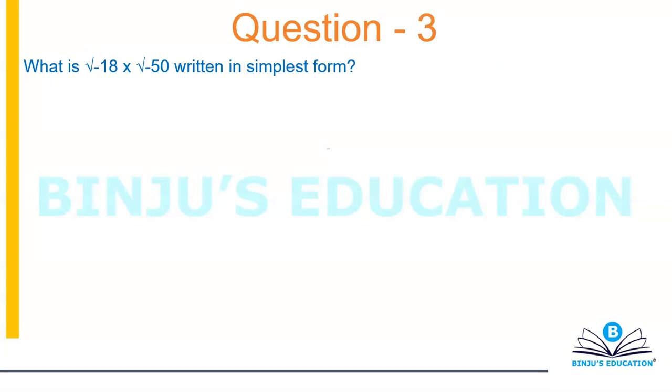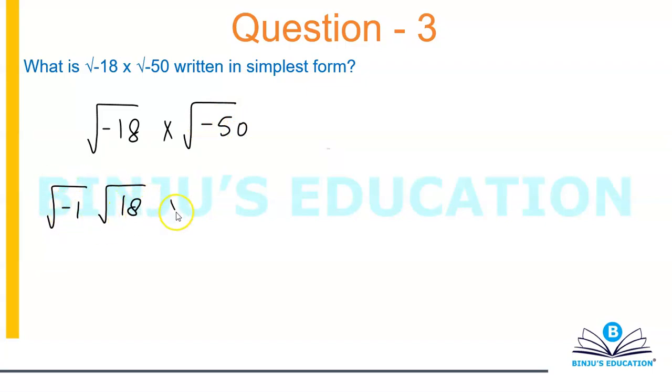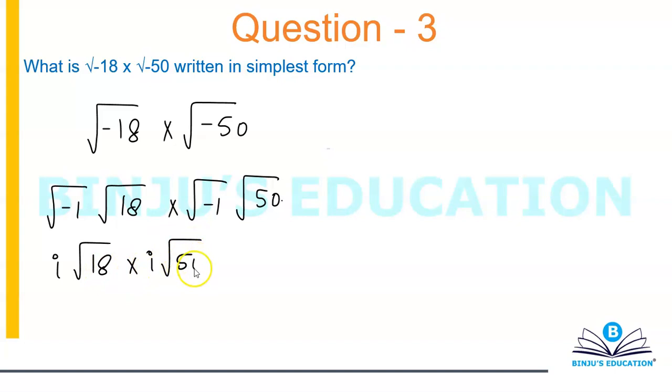Alright, pause the video and try this one, please. Alright, let's try this one. So I need to find out the value of root of minus 18 into root of minus 50. First thing is I'm going to rewrite this as root of negative 1 into root of 18 into root of negative 1 into root of 50. So i root 18 into i root 50.